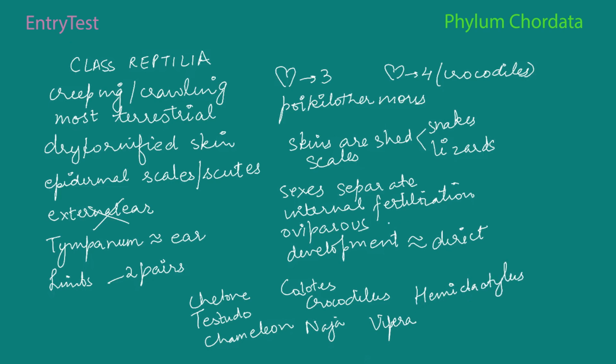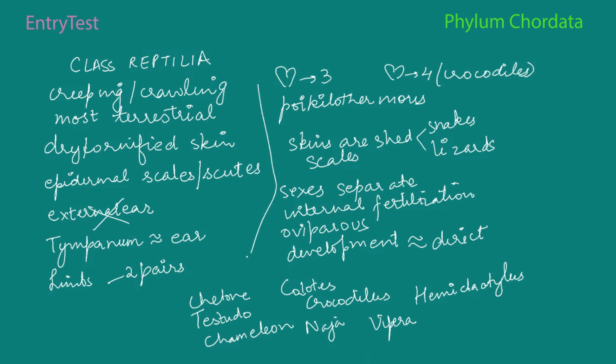So let's just summarize what we've done under class Reptilia. They are creeping and crawling animals, with most of them being terrestrial, and they have dry cornified skin with epidermal scales or scutes, no external ear, but tympanum is there. If limbs are present, they are present in two pairs. The heart is usually three-chambered, but it is four-chambered in case of crocodiles. They are poikilothermous animals, and the skins are shed, even the scales are shed for snakes and lizards. The sexes are separate with internal fertilization and direct development, and they are oviparous. So that summarizes class Reptilia for you.